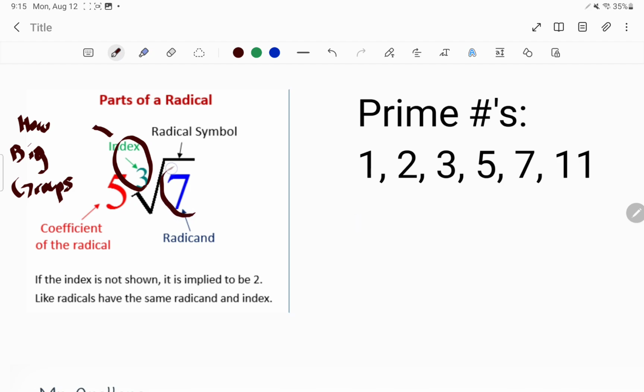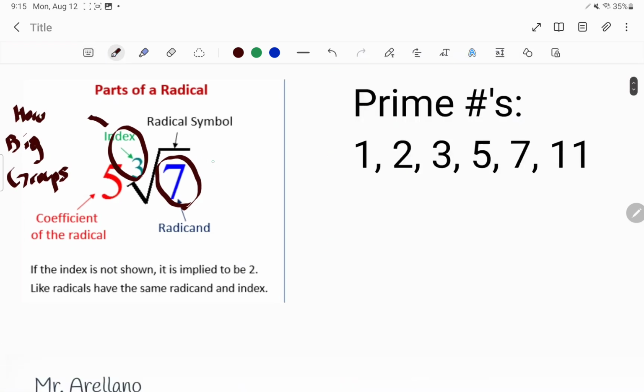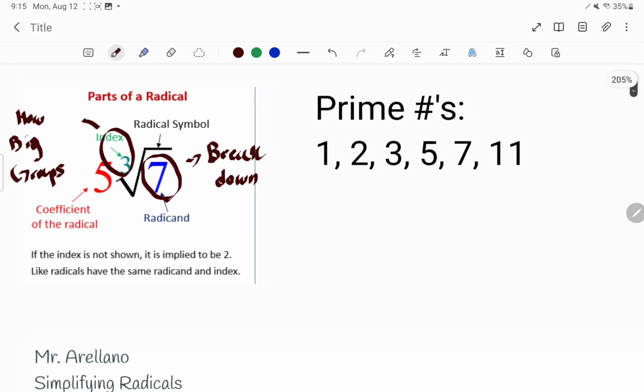Now, inside of my radical, I have a number. We call that the radicand. This one is very important too, because this one we have to break down. We always break down the inside, okay? We're going to break it down to the simplest numbers. So that's the two things that you need to understand, the index and the radicand.